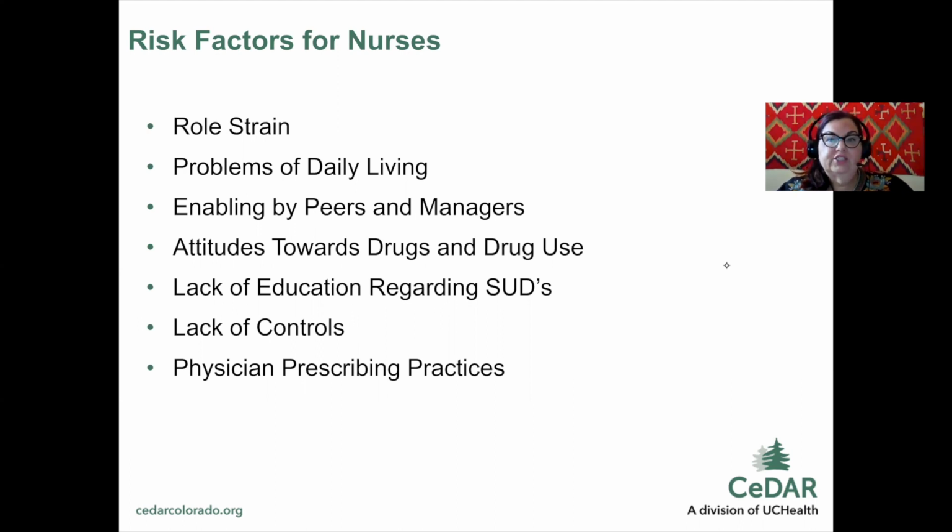Problems of daily living has to do with chaos or dysfunction in the home environment. That could be domestic violence, that could be a divorce, or living with someone with a chronic illness, the death of a loved one. It can also include internal factors for the nurse, which would be negative core beliefs such as low self-esteem or a sense of worthlessness, insecurity, and poor coping skills. Also, isolation is a problem of daily living that's significant for nurses.